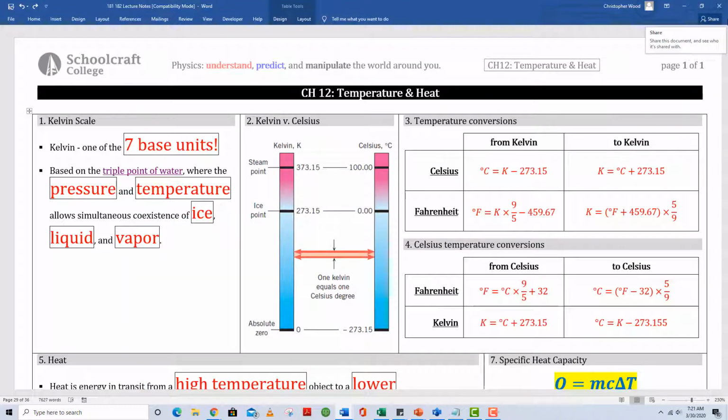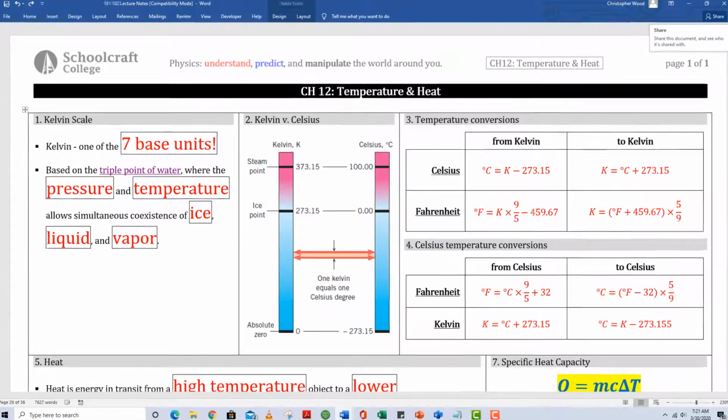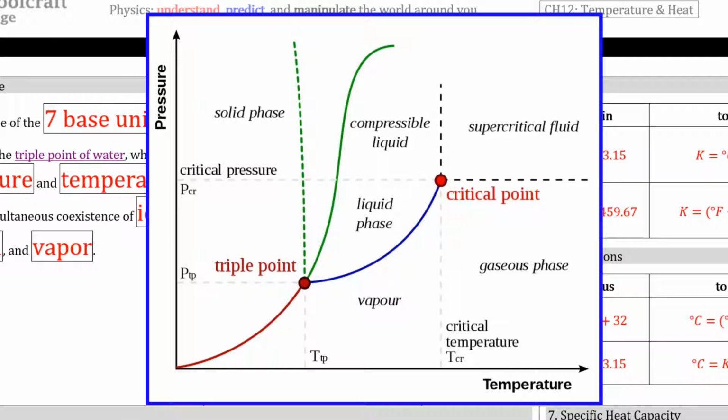The Kelvin scale is based on the triple point of water, which happens at just the right pressure and temperature to allow ice, liquid, and vapor to simultaneously coexist. So if you nudge the pressure or temperature just a tiny bit in either direction, then the water changes to all ice or all liquid or all vapor.